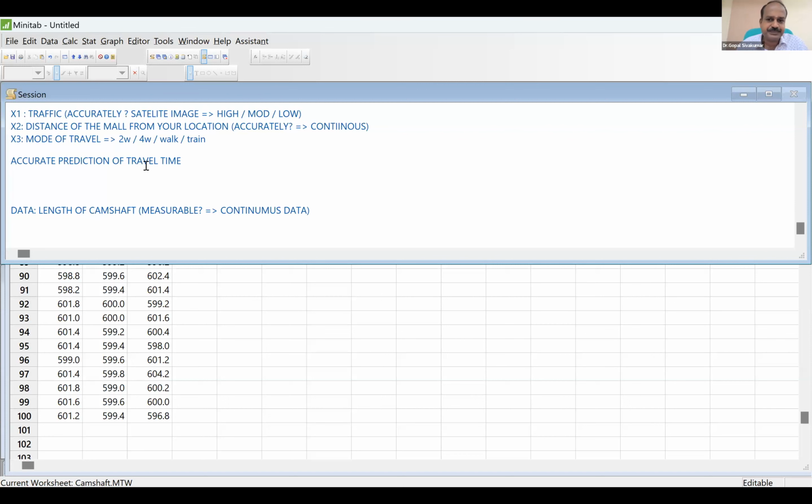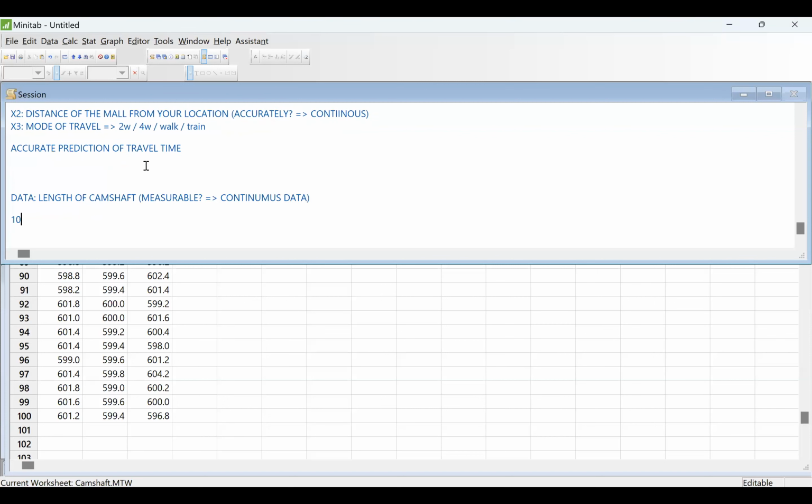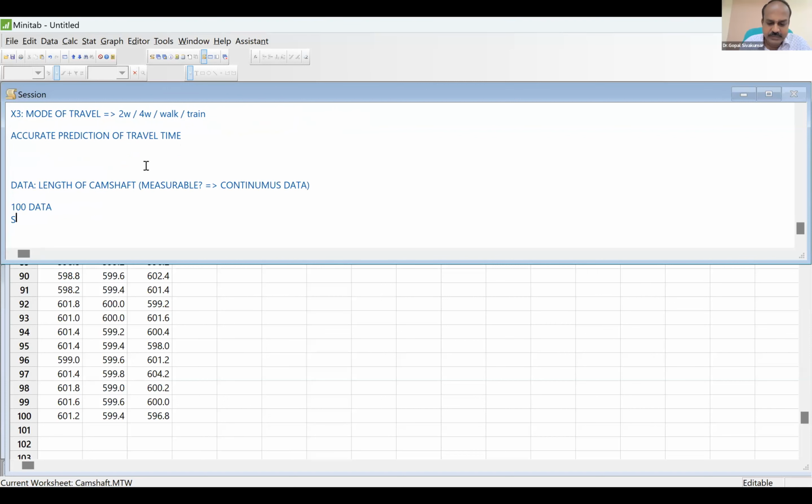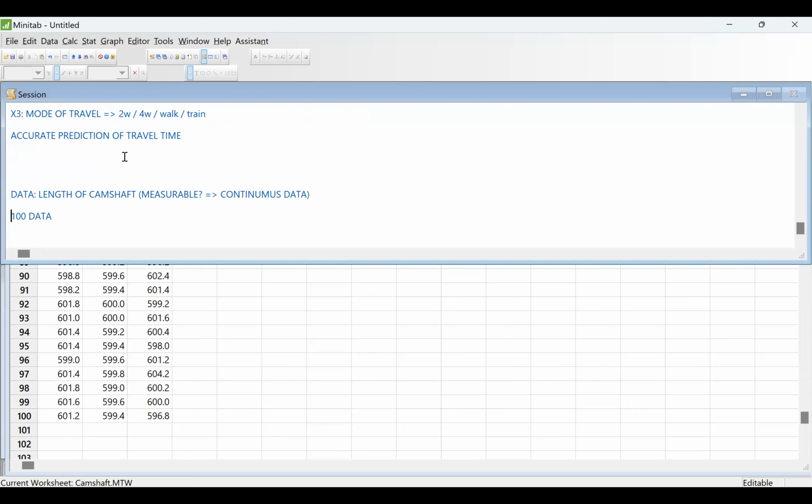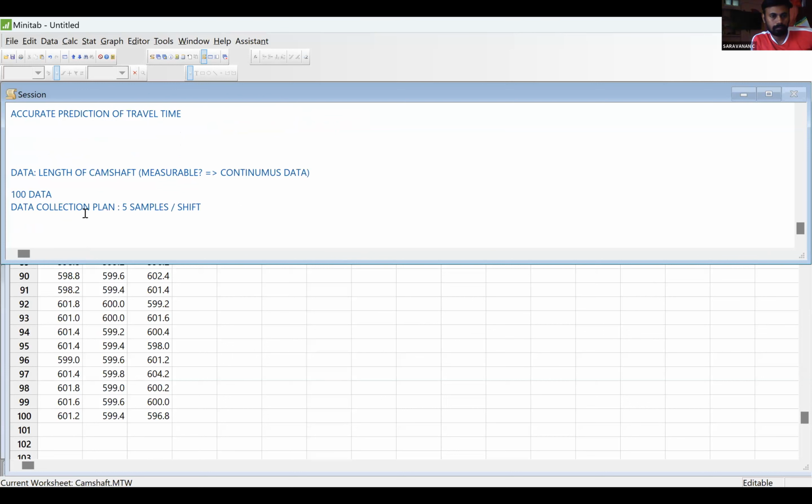Now, data is collected. You have 100 data, and your data collection plan is 5 samples per shift.